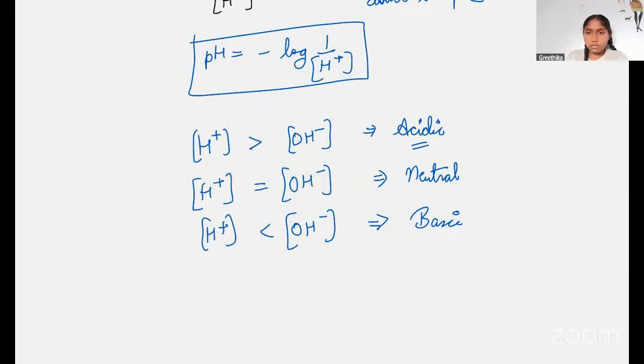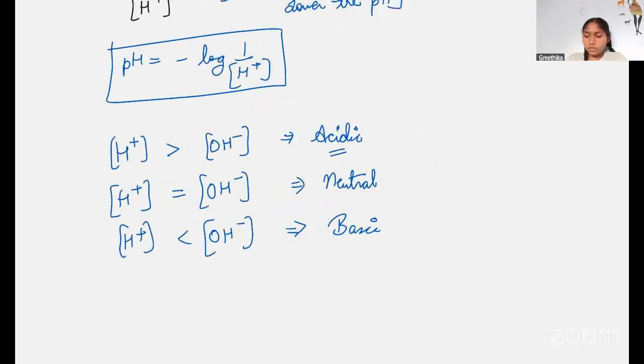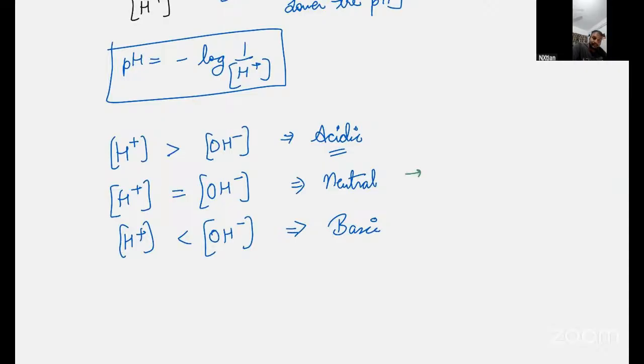Now listen, we know that the pH at neutral is green in color and the value of pH will come to 7. If the pH value is 7, then the solution is neutral and the H plus ions and OH minus ions are equal in number. Did you understand? Now if H plus ions are more, will the pH value be more than 7 or less than 7?